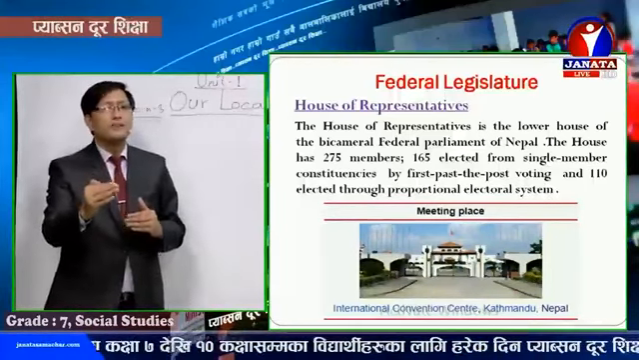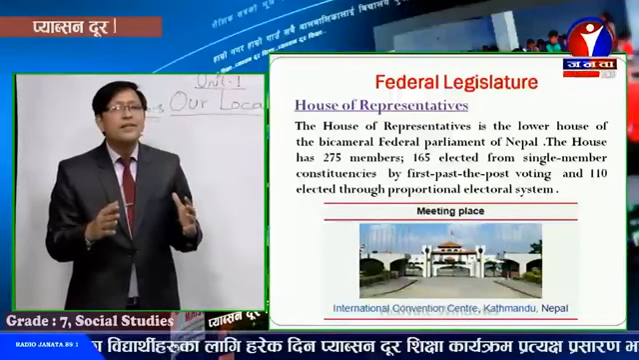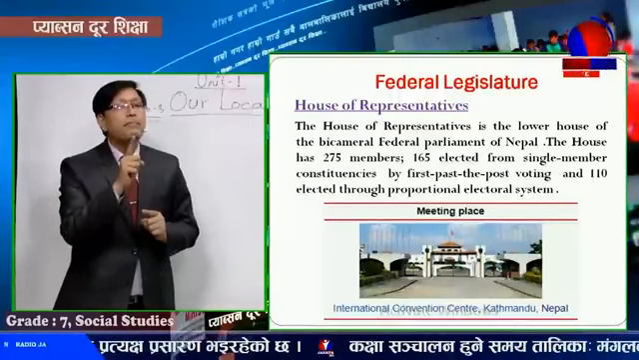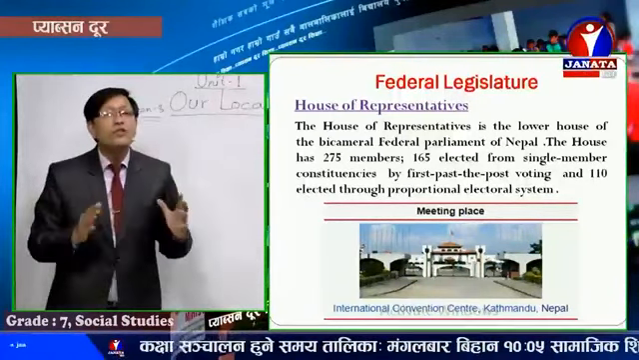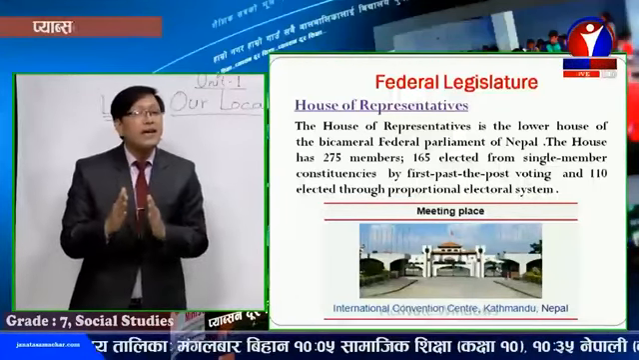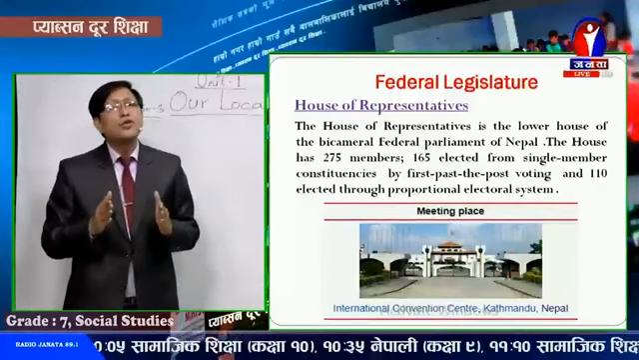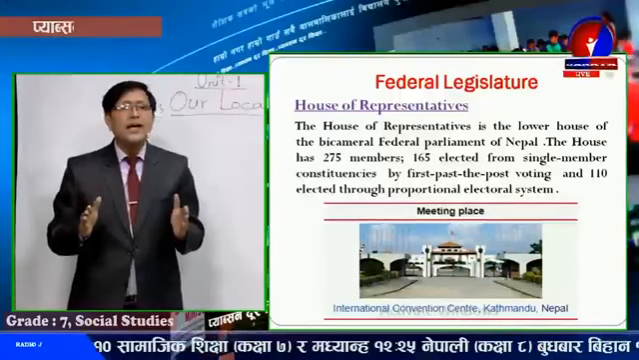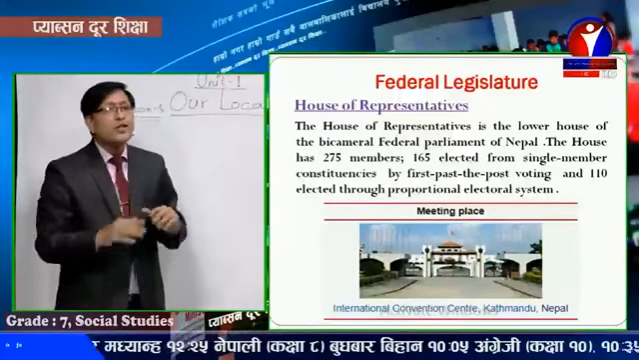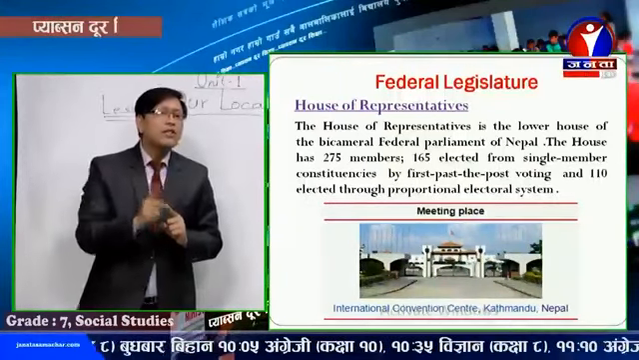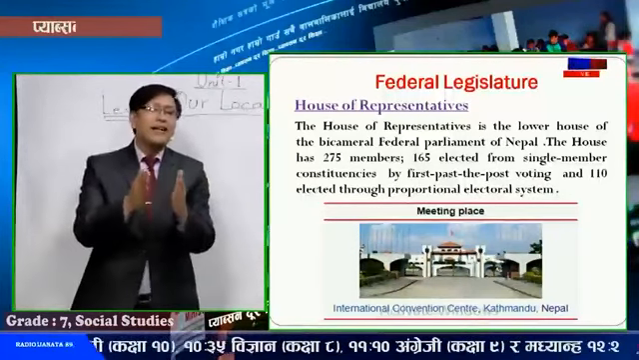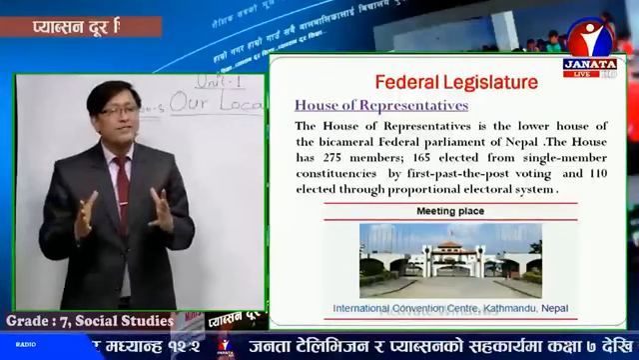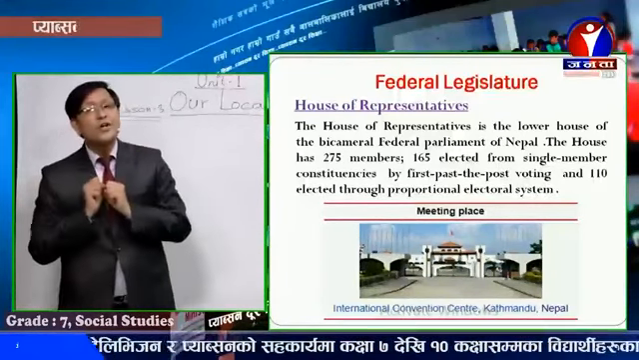Boys and girls, let me tell you very clearly. In the House of Representatives, there are 275 members. Clear? Out of 275, 165 people get elected through the first past the post electoral system. All right. And the remaining 110 get elected through the proportional electoral system. Across Nepal there are 165 constituencies, and from each constituency one member gets elected. So 165 members get elected and the remaining 110 are elected through the proportional electoral system. Altogether, how many members? 165 plus 110 is equal to 275 members.